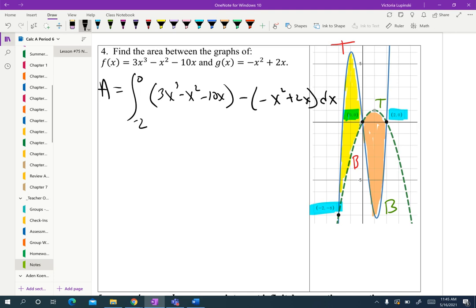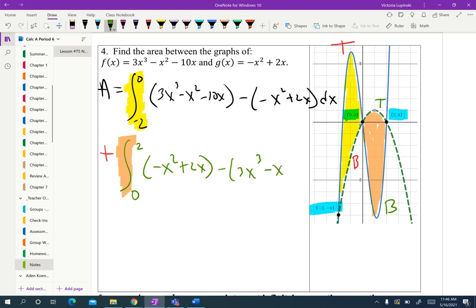Then whatever that area turns out to be, I'm going to have to add it to the integration of the orange. Just to give you a little bit of color coding here, this is going to be the yellow piece, and this second piece here is going to be the orange piece. So I have to integrate this from 0 to 2 because those are the x bounds of the orange piece. Now you're just doing top minus bottom: negative x squared plus 2x minus the cubic, 3x cubed minus x squared minus 2x. And that should be dx as well.